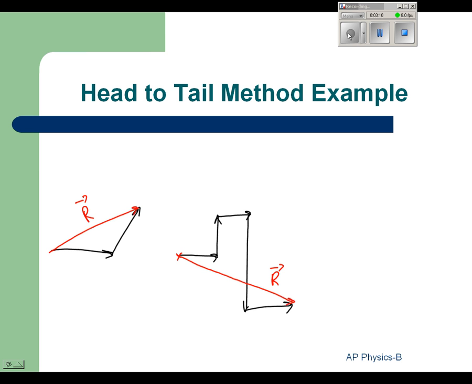I'm going to give one more example, and I'd like you to try that. Just pause the video and try this problem here, where we have the head-to-tail method, and I'd like you to draw the resultant. The result would be from where you start to where you end. So that would be the resultant vector there.